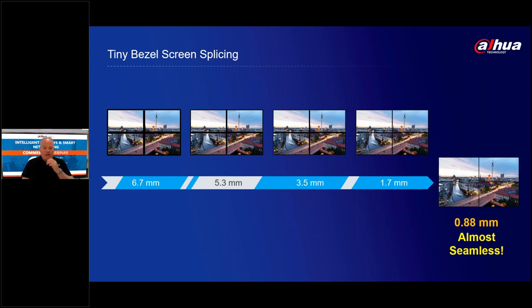Now, here's a representation all the way from, as you can see on the left-hand side, the bezel size of 6.7 millimeters. We produce 5.3, 3.5, 1.7, or all the way down to our smallest bezel size, which is 0.88 millimeters. So it's almost seamless, but not quite there. If you want totally seamless, you will need to consider an LED wall.